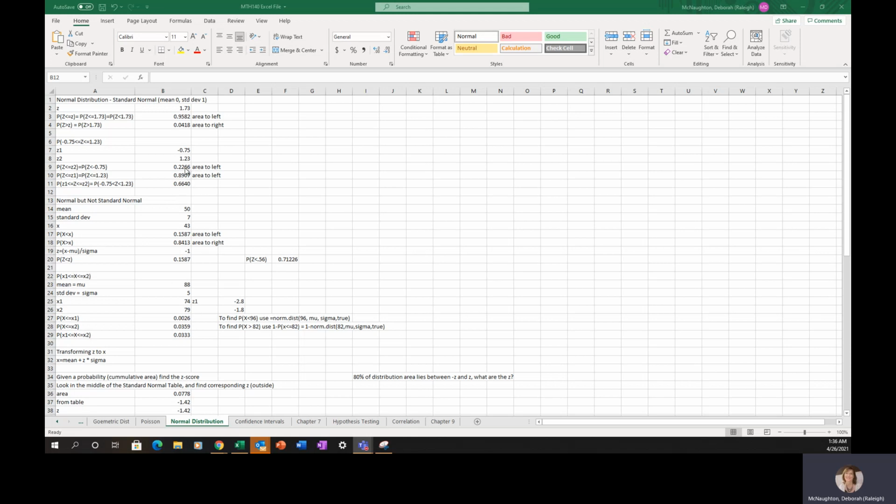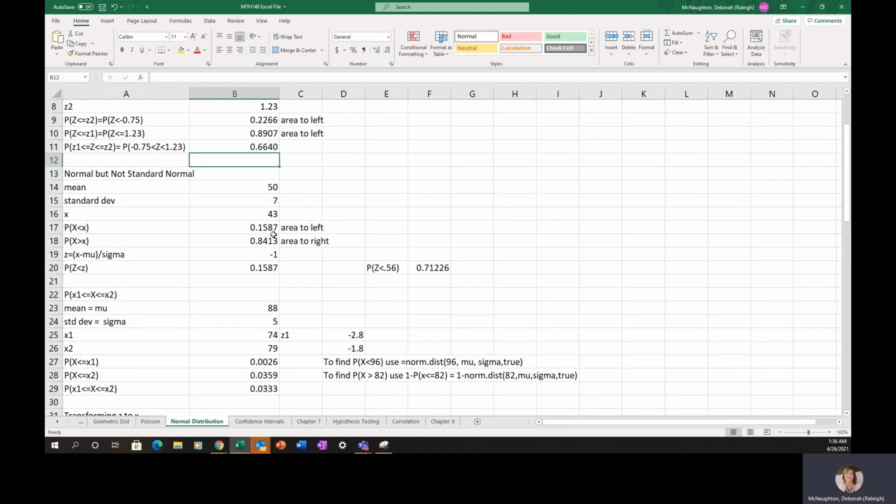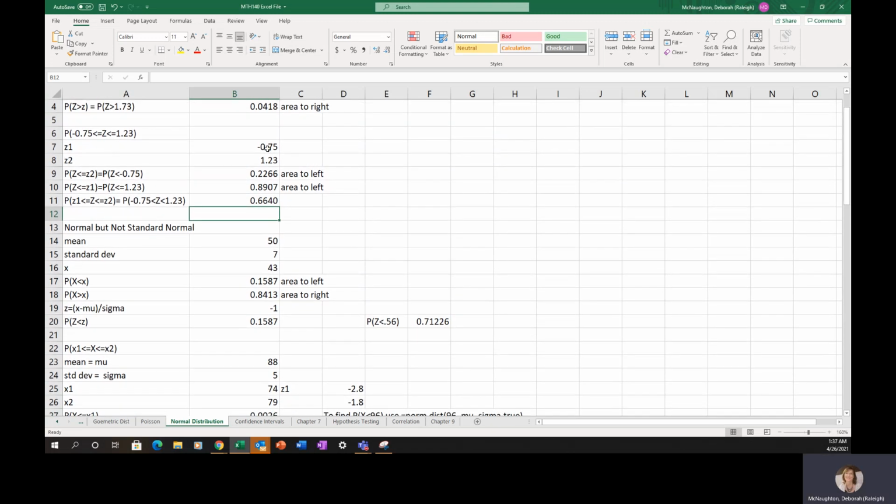So I have the area to the left minus the area to the left. It's a little bigger. I didn't realize I was making this so small. Okay, so I'm taking the area to the left of 1.23 minus the area to the left of negative 0.75. So I take the difference and this is my correct answer.